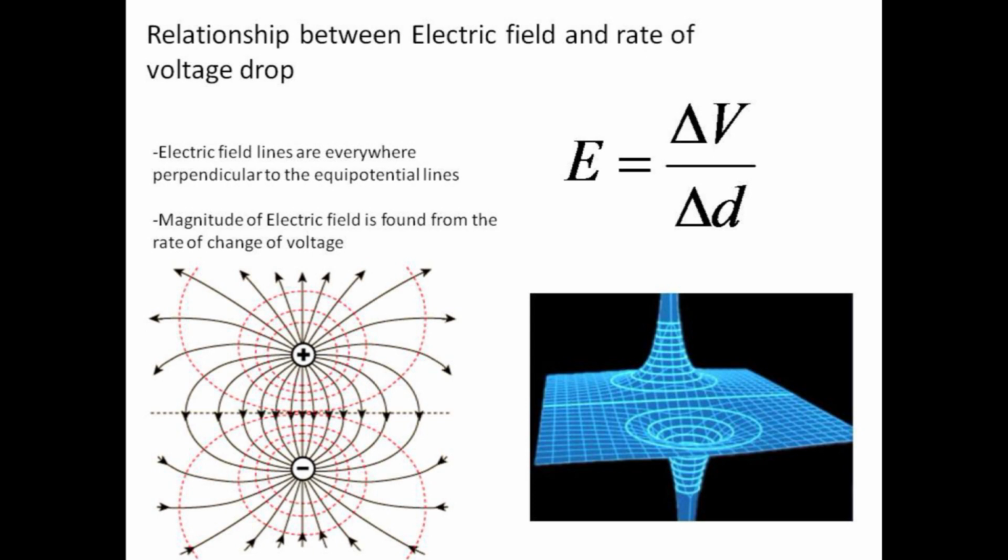Just as by looking at a topographical map, you can spot the cliff by finding the place where the altitude changes rapidly, the electric field will be large wherever the voltage changes rapidly. Thus, the electric field is equal to the rate of change of voltage with distance.